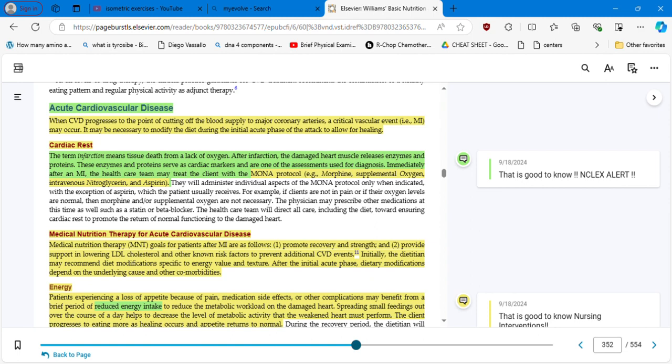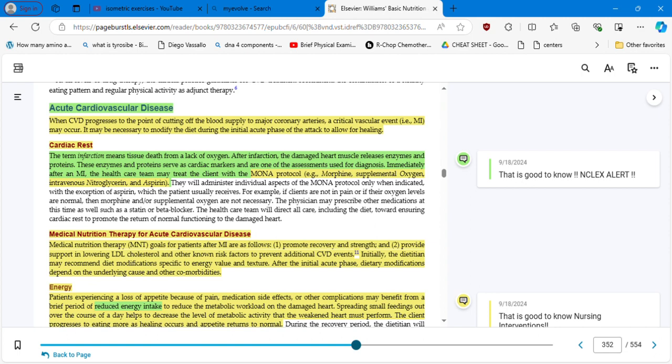After infarction, the damaged heart muscle releases enzymes and proteins. These enzymes and proteins serve as cardiac markers and are one of the assessments used for diagnostics. So when you have a cardiac event, blood work is done to assess those enzymes.